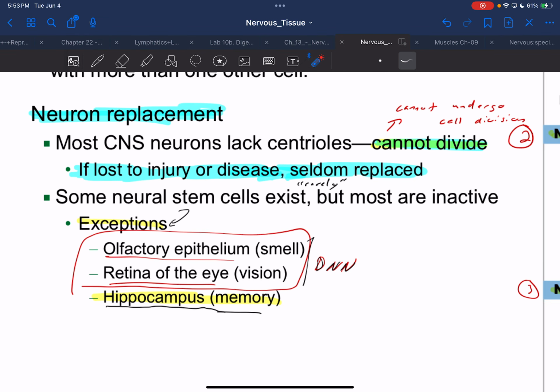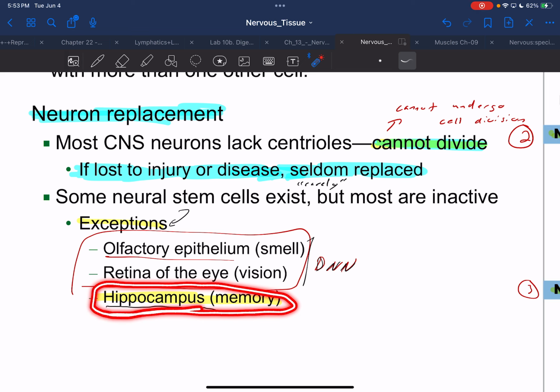Now, when it comes to neuron replacement, in most of the brain, you actually cannot repair cells. You can only slightly do it in your smell receptors, vision receptors, but I put here do not need. But the one that matters is that you can actually restore the neurons that are responsible for memory. You can have some sort of cell division with your memory, and working on things that challenge your memory have been shown to decrease things like dementia.